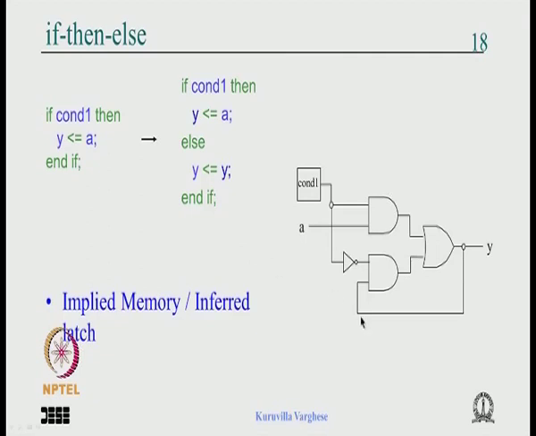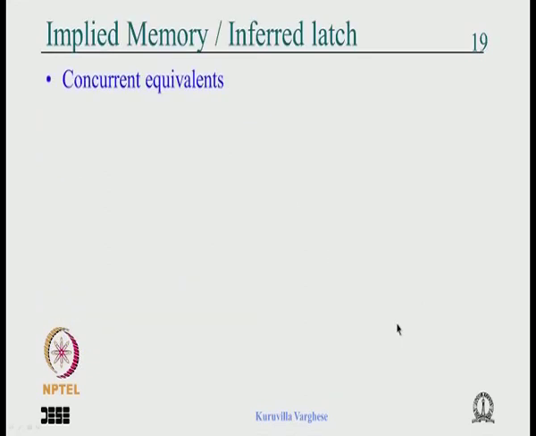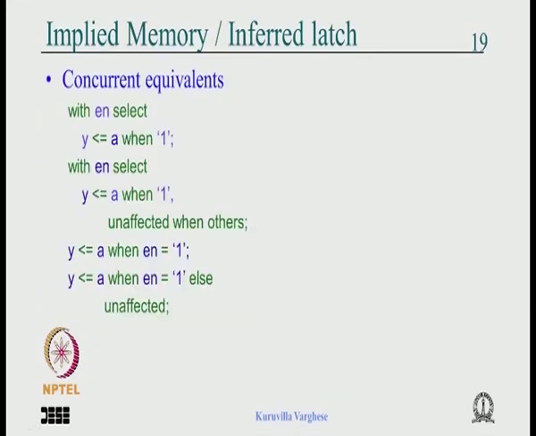And pictorially it is shown here as a 2 to 1 mux. The select line is controlled by the condition 1. So if the select line is 1 then A goes to the output, if select line is 0 then it comes back. That is how the latch is implemented. You could have a concurrent statement with the same effect if you miss the else part.